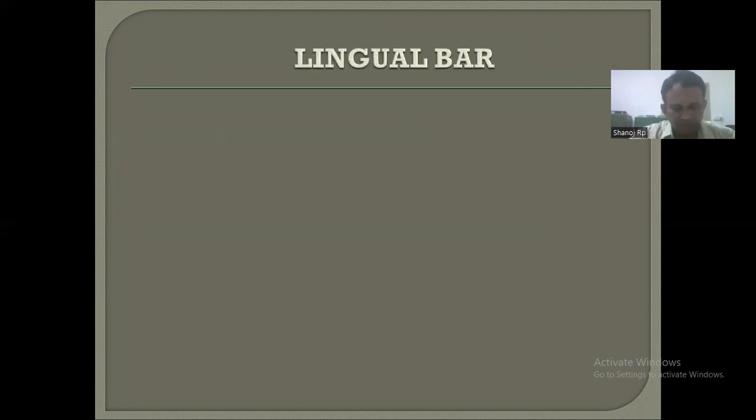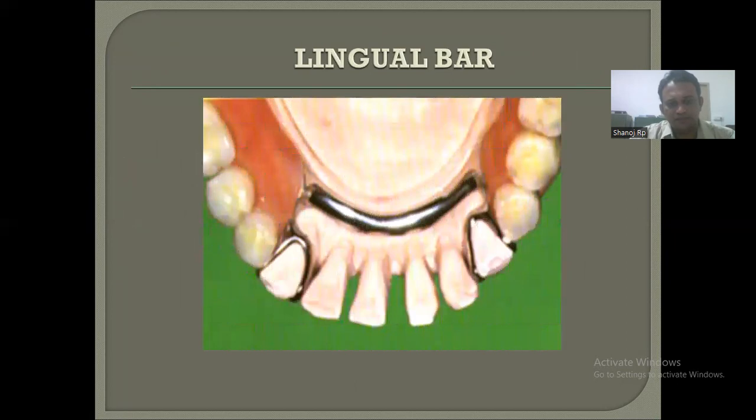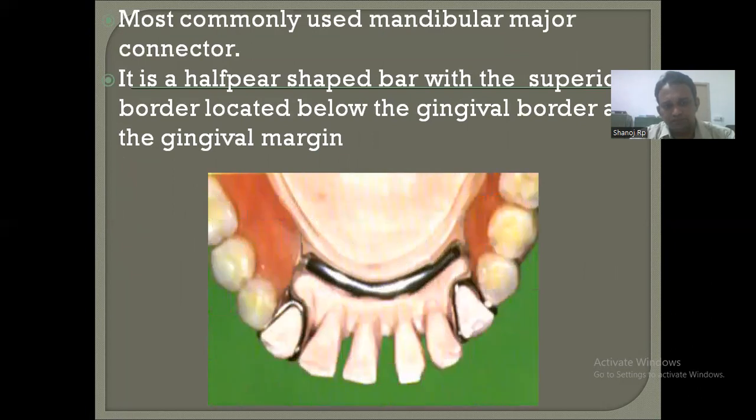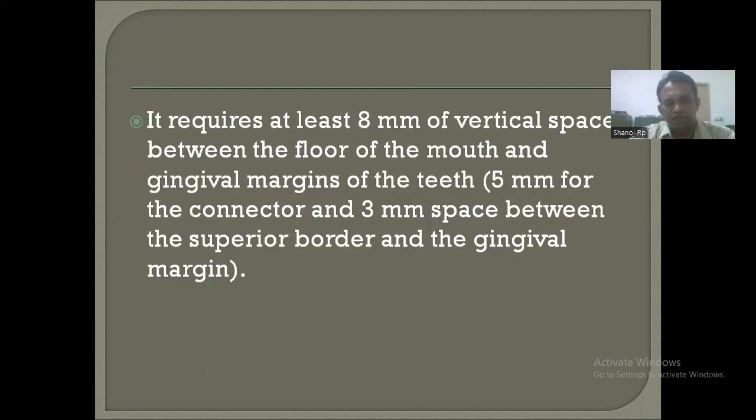Coming to the lingual bar, this is an example of the lingual bar. It's the most common type of mandibular major connector. It is a half pear-shaped bar with superior border located below the gingival margin. It requires at least 8 mm of vertical space between the floor of the mouth and the gingival margin. So the criteria for selecting this is you should have a space of 8 mm between the floor of the mouth and gingival margin.